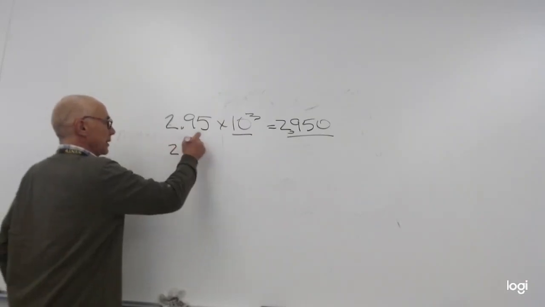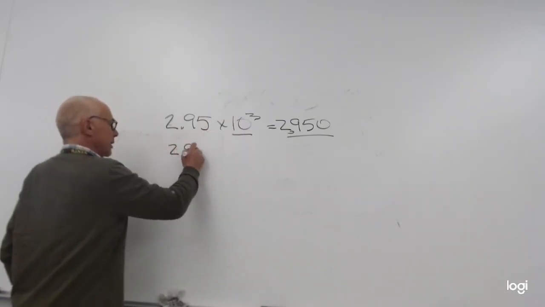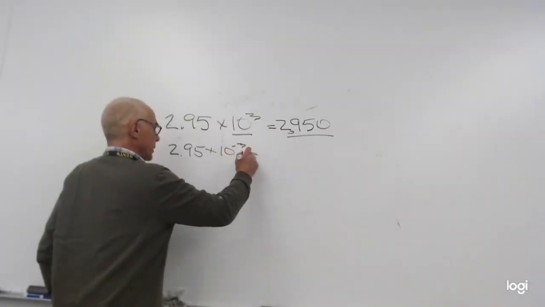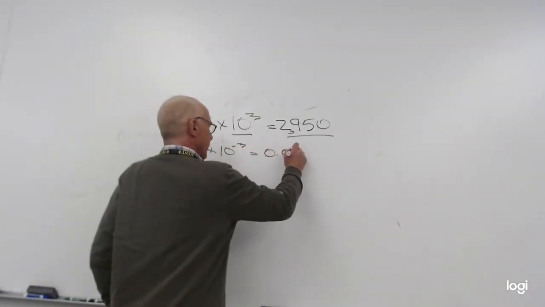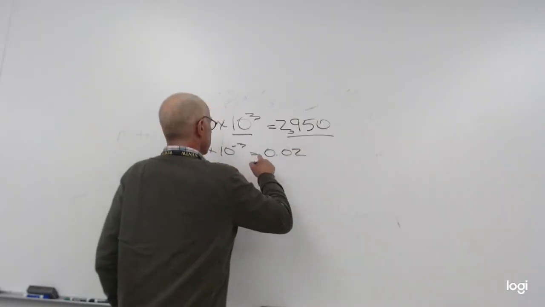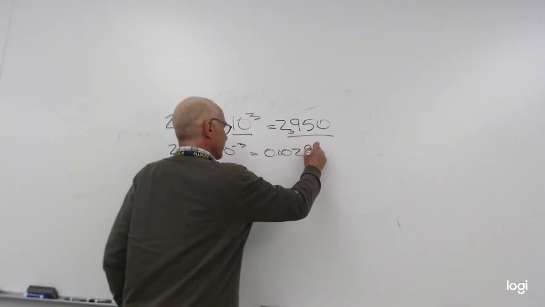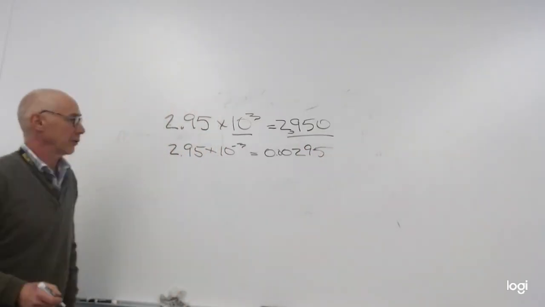I'll also mention that these exponents can be negative. So you have 2.95 times 10 to the negative third, which would be equal to 0.00295. I lost a zero here. Sorry, 0.0295. Okay, those are equivalent.